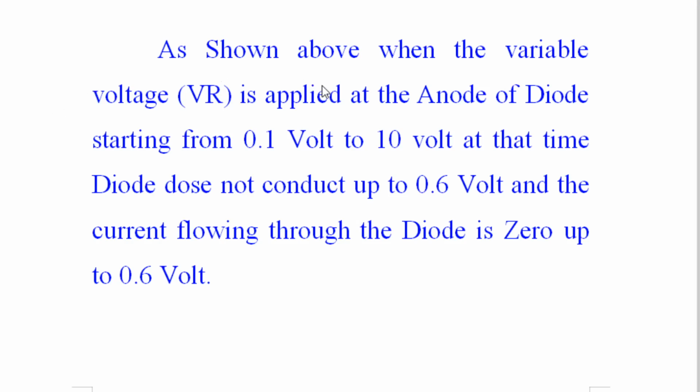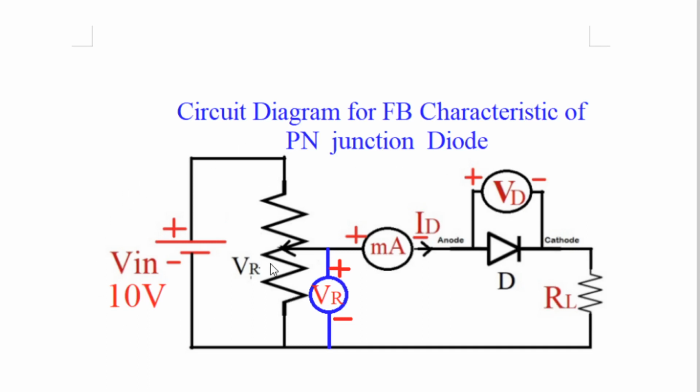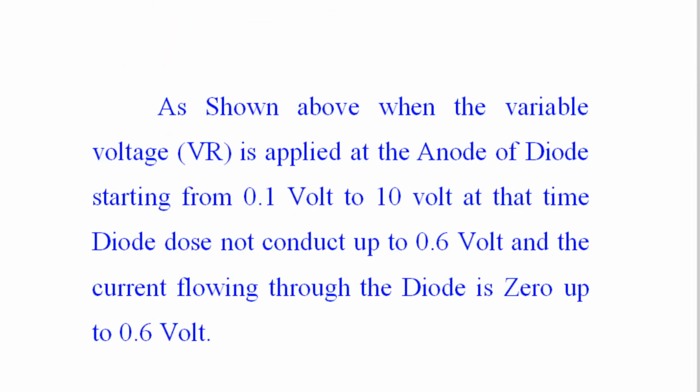As shown above, when variable voltage VR is applied, as shown in the circuit diagram here. As I told you, this battery of fixed voltage and variable resistor combined together is converted into a variable voltage source, and when you change the wiper of the variable resistor, the voltage at this terminal can be changed, and that is called variable voltage. Here you can change this voltage from 0.1 volt to 10 volt. So this diagram's explanation is given over here.